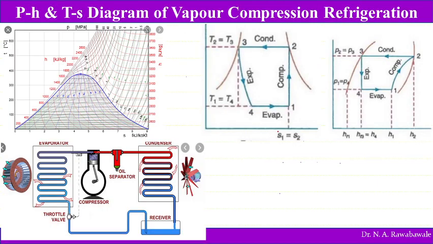Now looking at this diagram, we will find the pH and TS diagram. Here we have already seen point 1 is the inlet to the compressor at low temperature, low pressure, vapor refrigerant. It enters into the compressor, work is done. So this is on the TS diagram. On the pH diagram also, if we show point 1 here, low temperature, low pressure refrigerant enters into the compressor and it is compressed adiabatically. Adiabatic process is shown by a curve on the pH diagram.